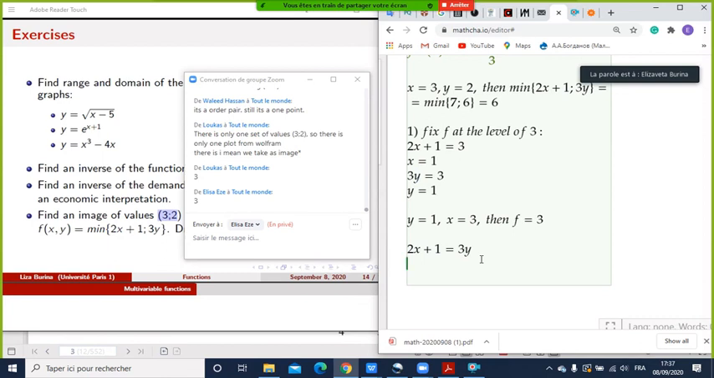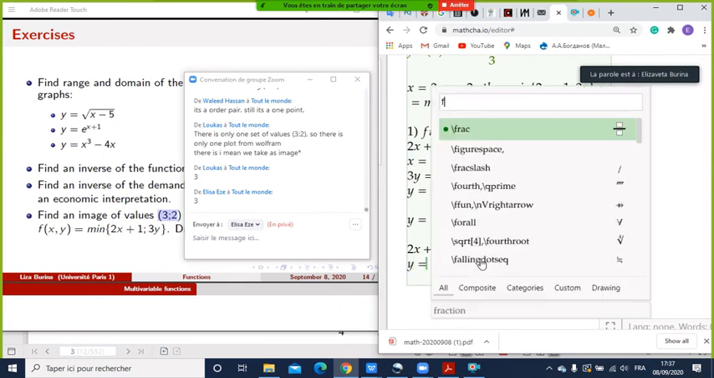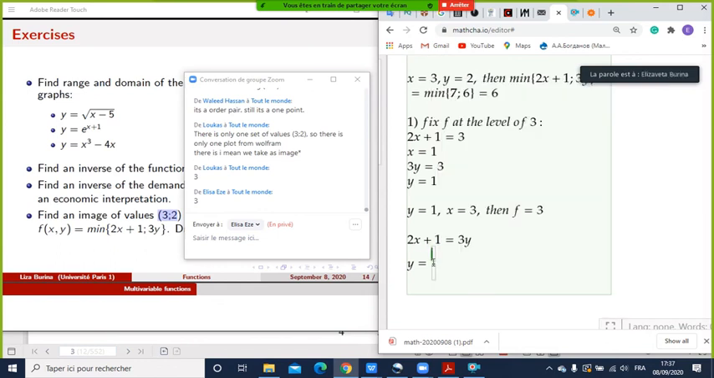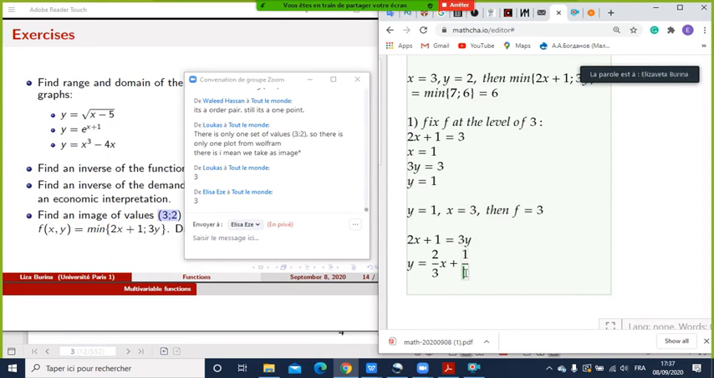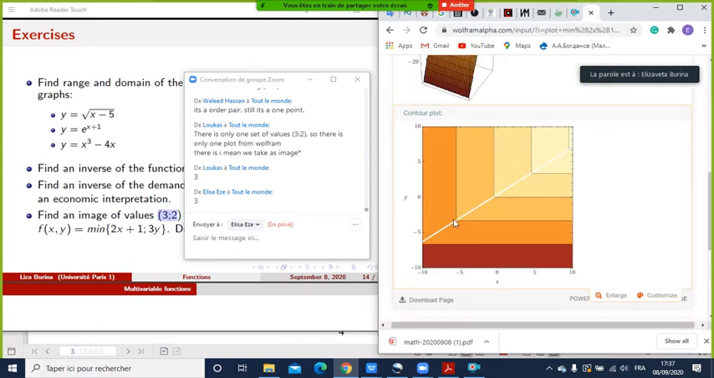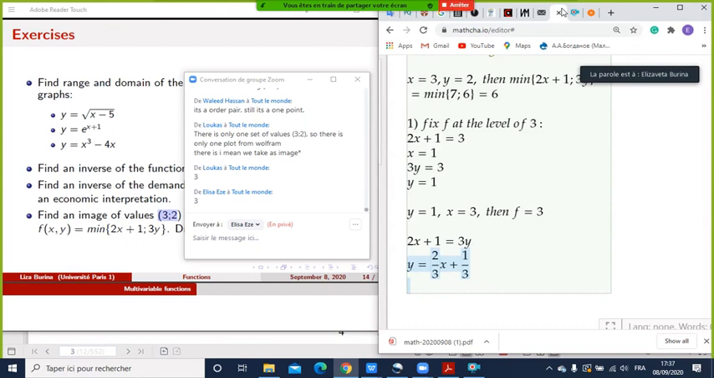And what do we get from here? We get a normal linear dependence, right? So if we want to express y in terms of x, we'll write something like y equals fraction 2 over 3 x plus 1 over 3. So that will be the equation of this line. Okay, we put an equation, all good, perfect.